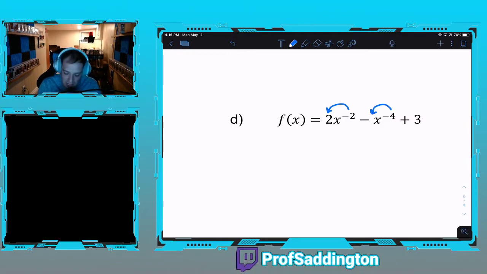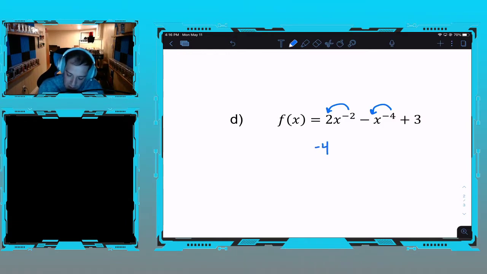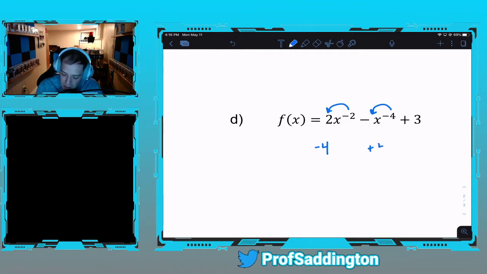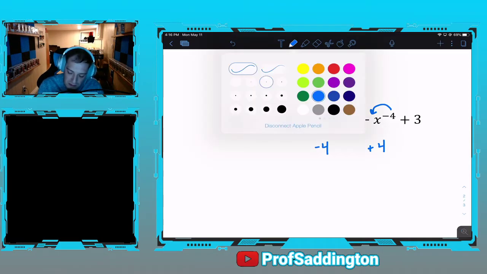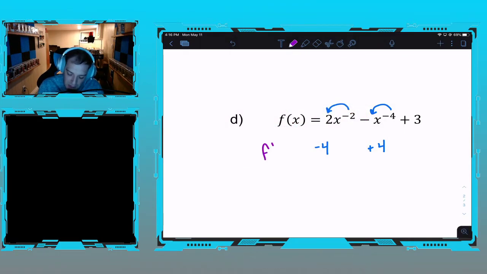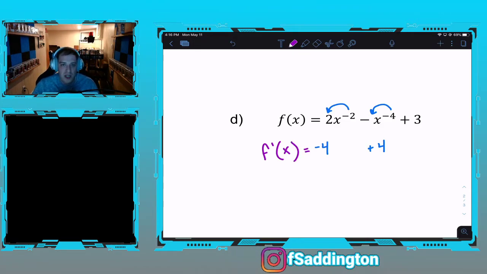Well, negative 2 times 2 would be negative 4. Negative 4 times negative 1 would just be positive 4. So I did the first part. And this, again, is going to be for f prime of x. So I did the first step of the rule.